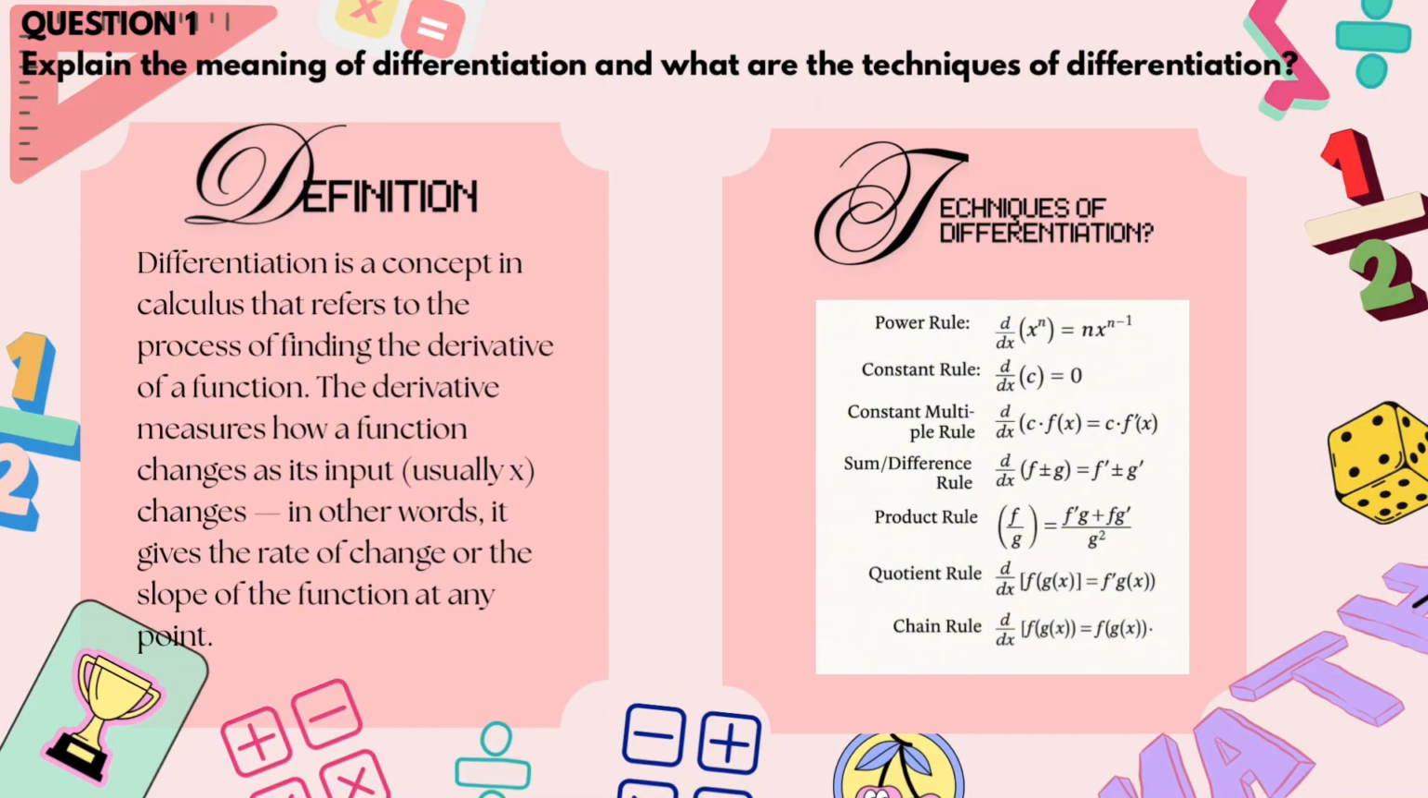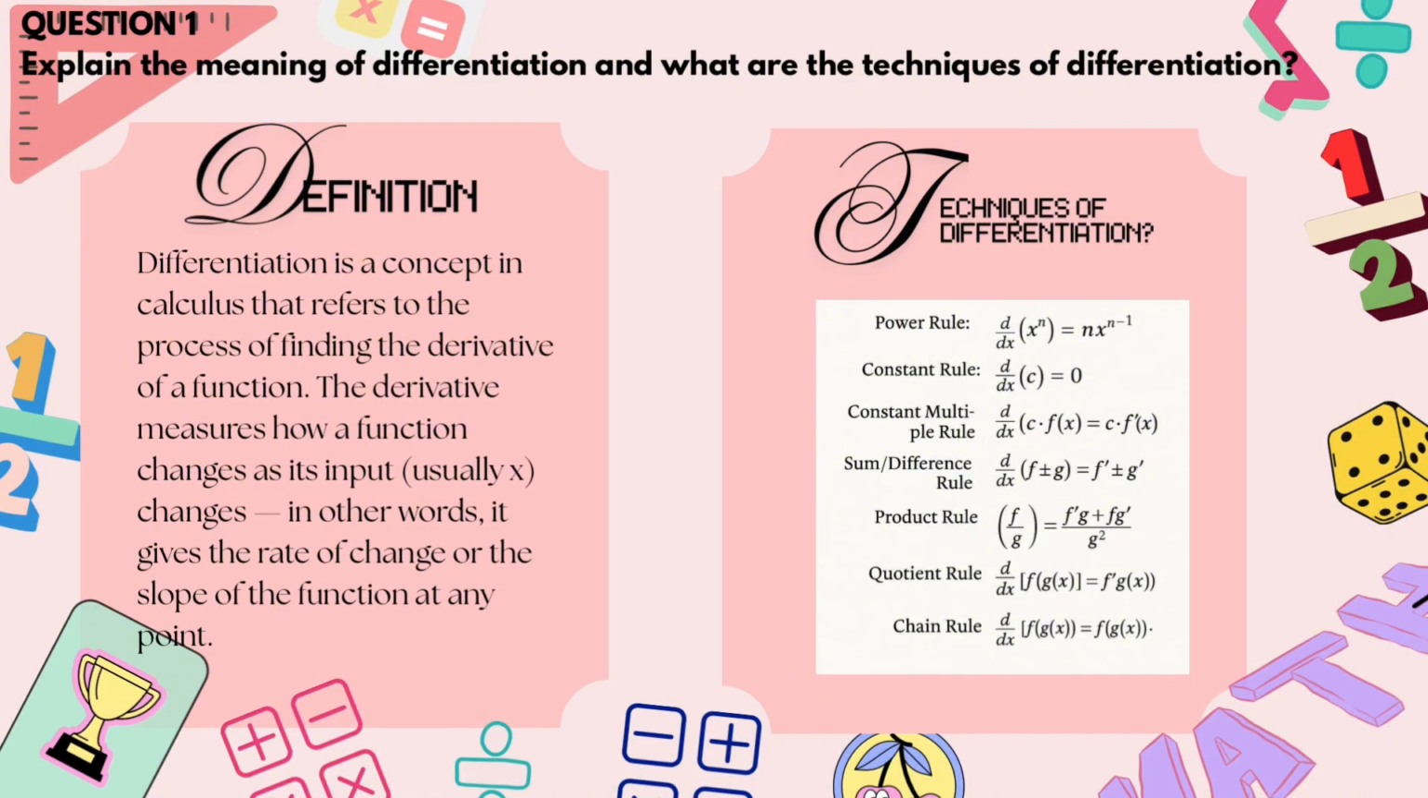For example, if a function represents distance over time, the derivative tells us the speed, like how fast the distance is changing. In this way, differentiation helps us understand how one quantity changes in response to another. Differentiation is an important tool in mathematics, science, and engineering to analyze motion, growth, and other changes.